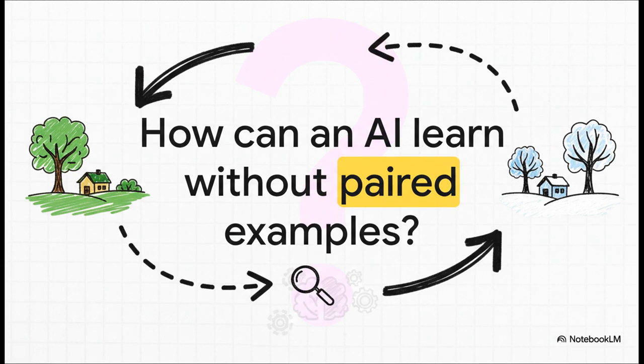See, the AI was never trained on paired images. It never saw a picture of this exact spot in the summer and then that same spot again in the winter. So, how in the world did it know what to change? And just as importantly, what to keep the same?